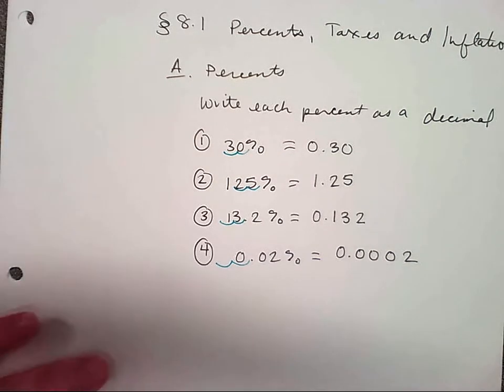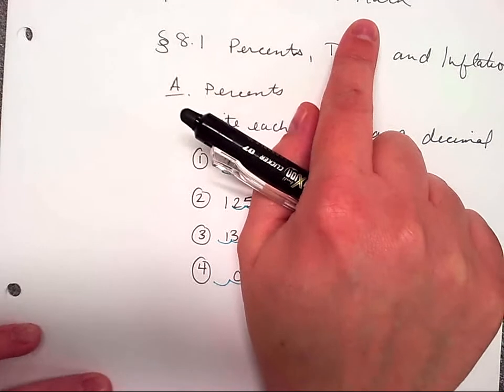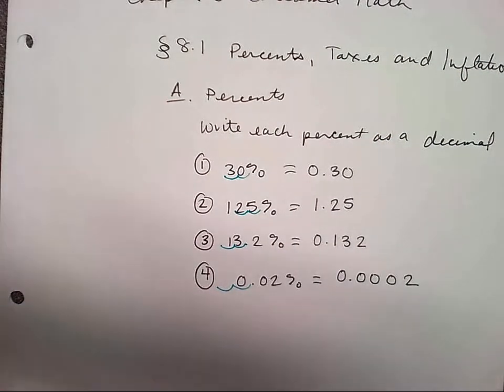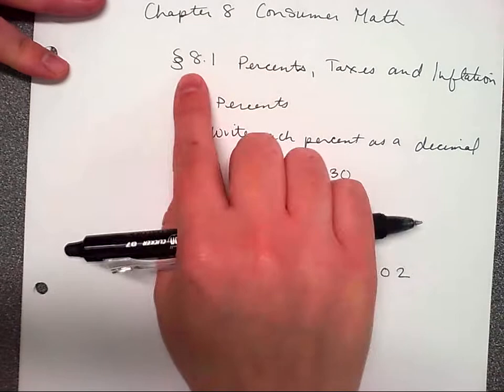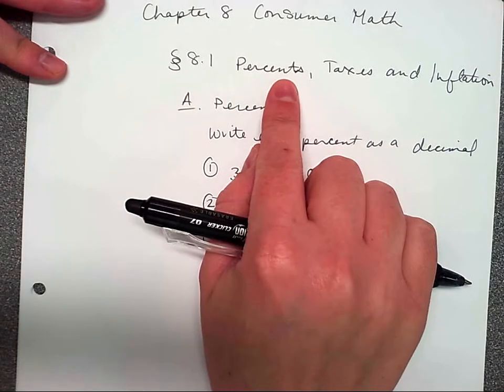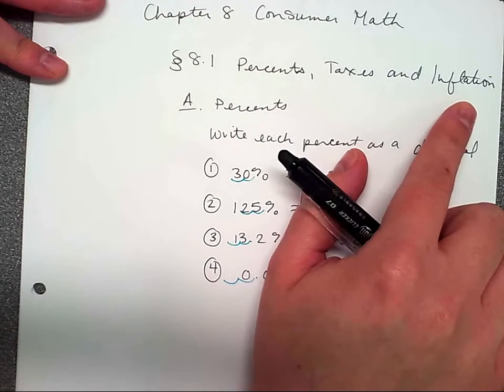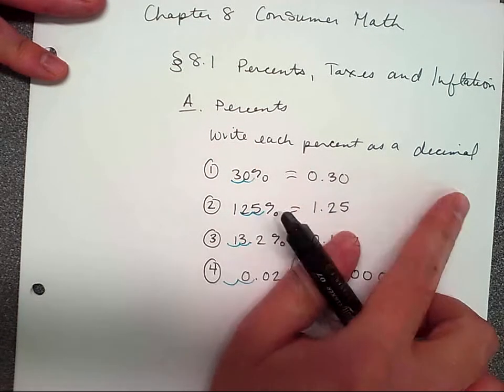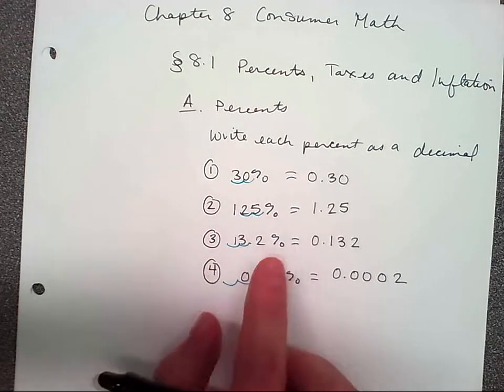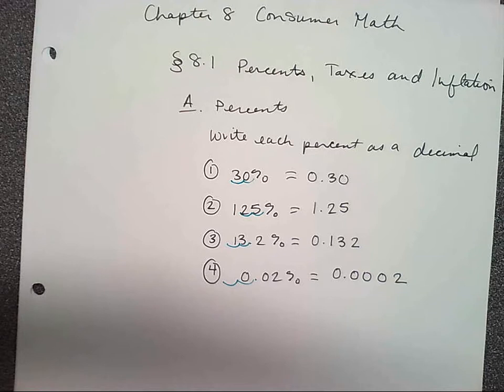Okay, so we started talking about consumer math, which is chapter 8. We're going to hit this topic pretty hard because I think it has a lot of applications. 8.1 talks about percentages, taxes, and inflation. First we started talking about percentages. Write each percent as a decimal. Percent, we said, means per 100. So if I'm dividing each thing by 100, that's the same as moving the decimal place over twice.